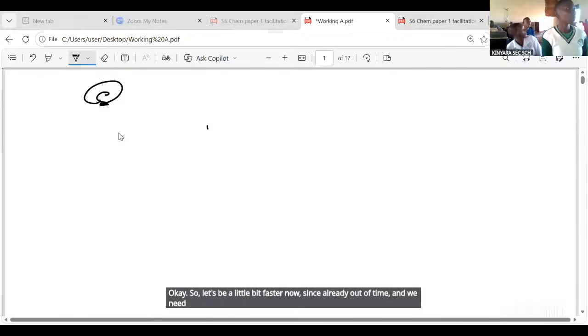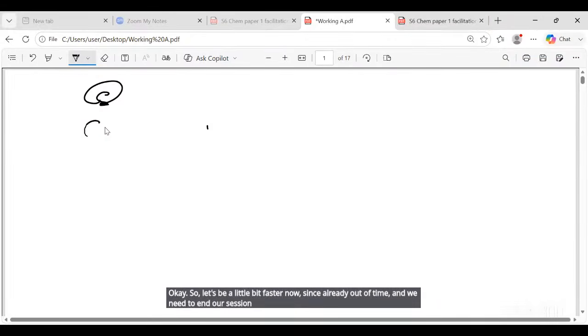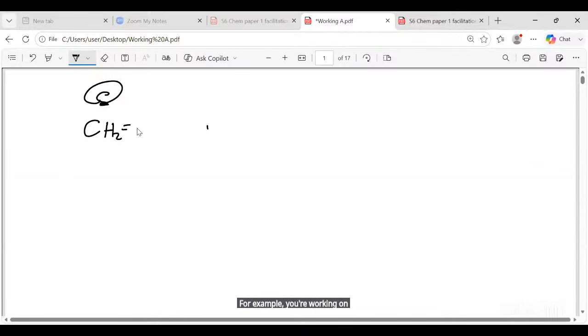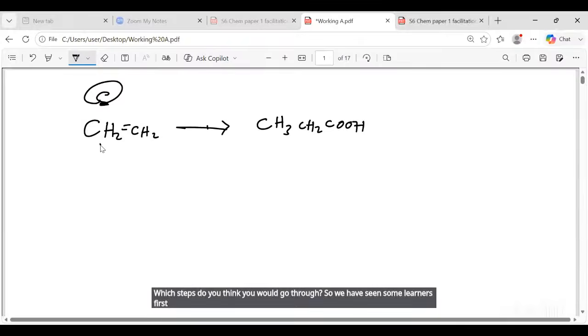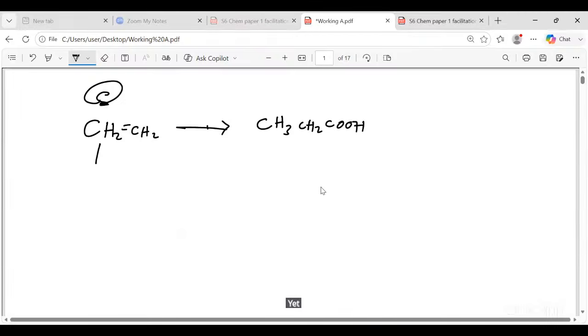So let's be a little bit faster now, since we're already out of time and we need to end our session. For example, you're working on this mechanism, the one I have given you, moving from ethene to propanoic acid. Which steps do you think you would go through? We have seen some learners first going into alkane. After alkane, they form alkyl halide. After alkyl halide, they keep on moving on. Yet they could have moved to an alkyl halide immediately without going through what?